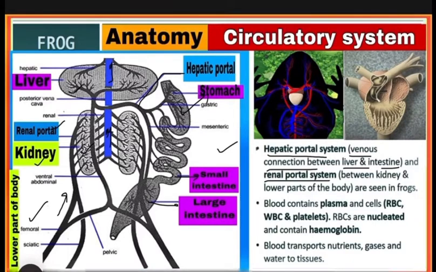Now come to the blood. Blood contains plasma and cells. Which cells are present in blood? RBCs, red blood cells, WBCs, white blood cells, and platelets. RBCs in blood are nucleated and they contain hemoglobin. What is the function of blood? Blood transports nutrients, gases and water to tissues.